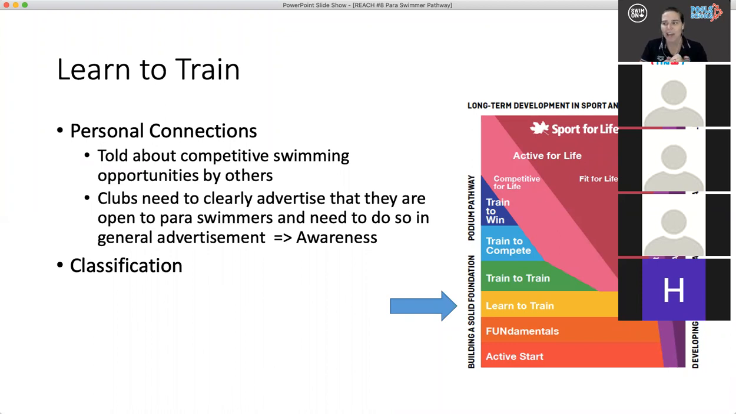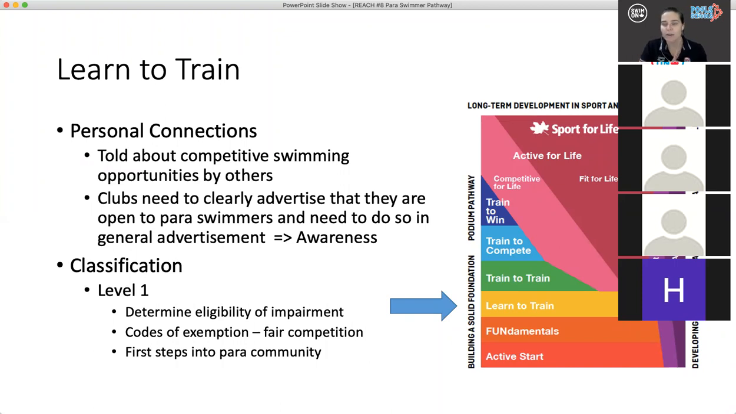Learn to Train, this is when classification becomes a thing. And when we get to classification at this point, it is paperwork. So classification for level 1 is filling out paperwork on swimming.ca, the request for sport class evaluation, and then you get a medical form sent to you that you take to your doctor, who fills that out and sends it back. And if you are identified as having an eligible impairment, you get a level 1. A level 1 gives you codes of exemption, which helps with the fairness of competition.